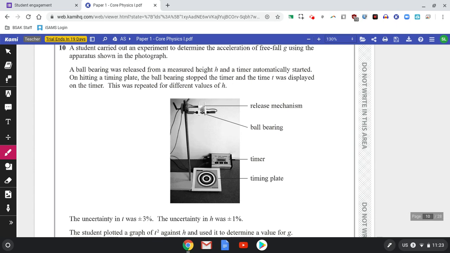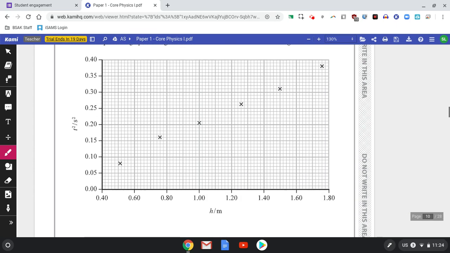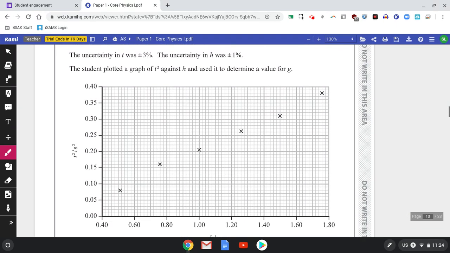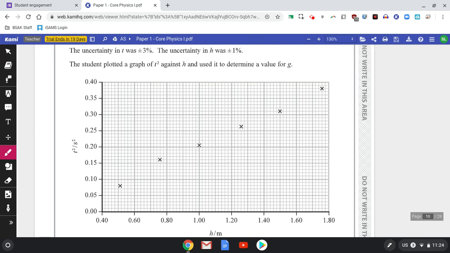Right, if you remember, measuring g by varying the height and measuring the time, we're going to use this equation, aren't we? We're going to use s equals ut plus a half a t squared. s is the height dropped through. u is 0 because it's dropped from rest. So this becomes a half g t squared.